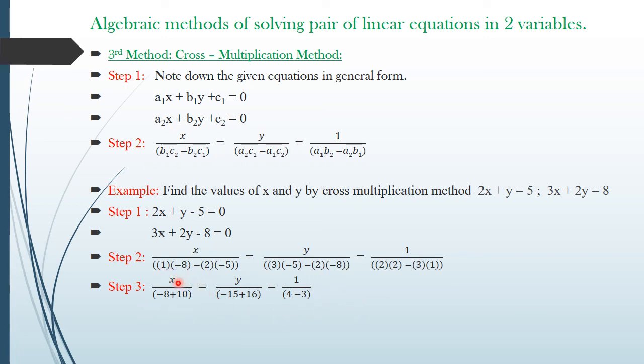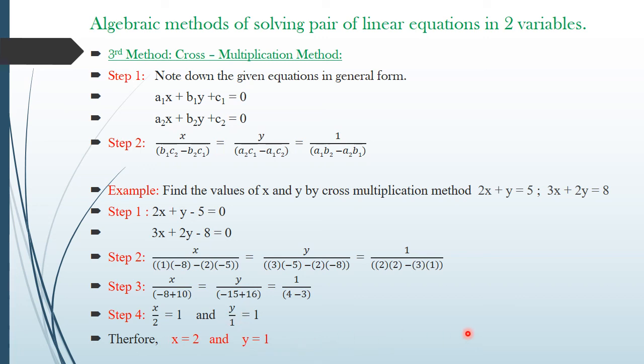Further, when I solve this, 10 minus 8 is going to be 2, that is x by 2, will be equal to y by 16 minus 15, that is y by 1. Both these terms are equated to the last term, that is 1 divided by 4 minus 3, which is again 1. So 1 by 1 is nothing but 1. Therefore x divided by 2 is equated to 1. Also y divided by 1 is equated to 1. When I solve these two, finally I get x value as 2 and y value as 1.